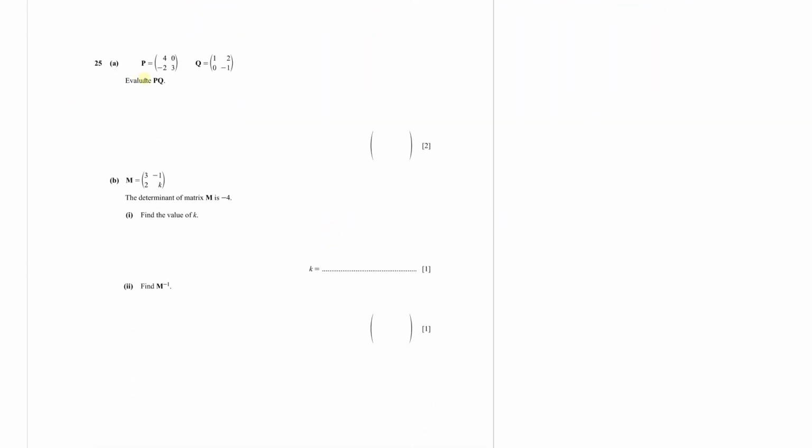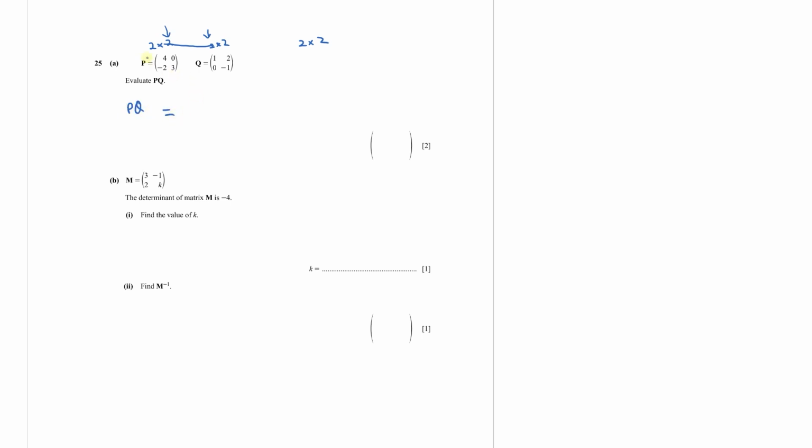Question number 25: you're given matrices P and Q. Evaluate P times Q. So P has two rows and two columns, so it's a 2 by 2 matrix. Similarly, Q also has two rows and two columns, so both are 2 by 2. We know that the columns of the first matrix equal the rows of the second matrix, so you can multiply these two. And if you cancel them, what do you get? 2 by 2. So your answer will also be a 2 by 2 matrix.